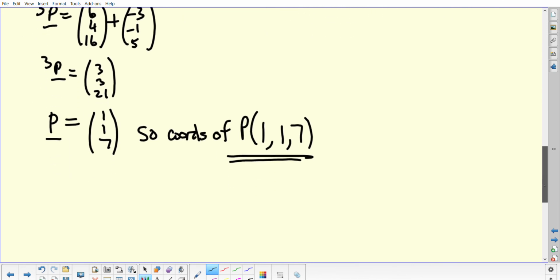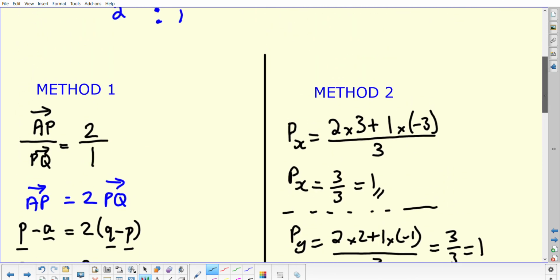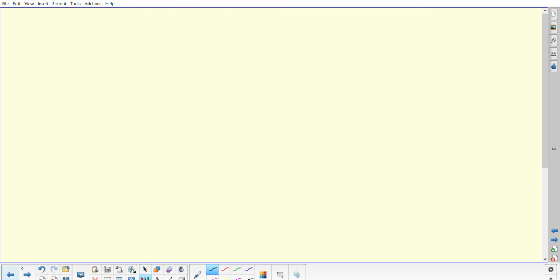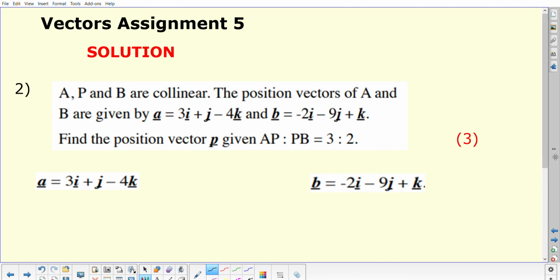with the alternative method. So it's entirely up to you which method you are happiest using, which one you're most likely to remember and be able to work with.